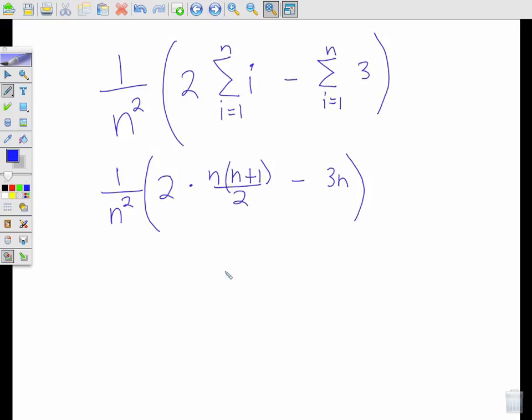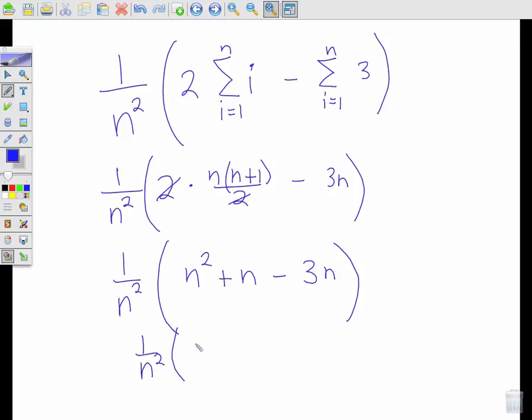My last thing that I want to do here is simplify all of this expression down to something smaller. I've got 1 over n squared. I'm going to leave that alone for a little while, multiplied by. If I multiply here, the 2's cancel. So this is n squared plus n minus 3n. This is 1 over n squared times n squared minus 2n. And if I distribute here, this is n squared over n squared minus 2n over n squared.